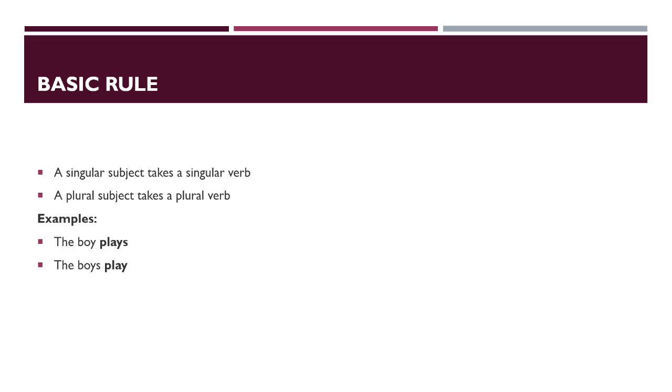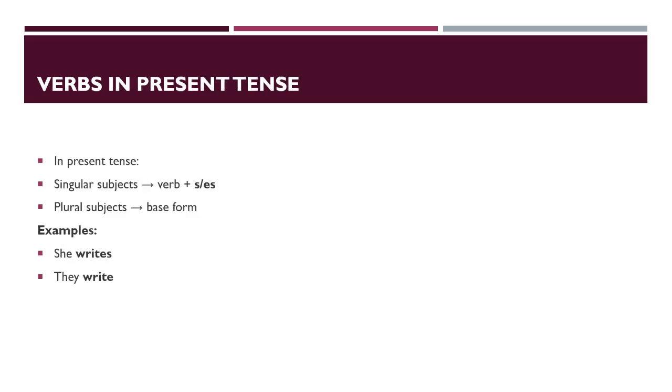How does this work in the present tense? In the present tense, singular subjects usually take verbs ending in s or es, while plural subjects use the base form of the verb. For example, she writes, but they write.